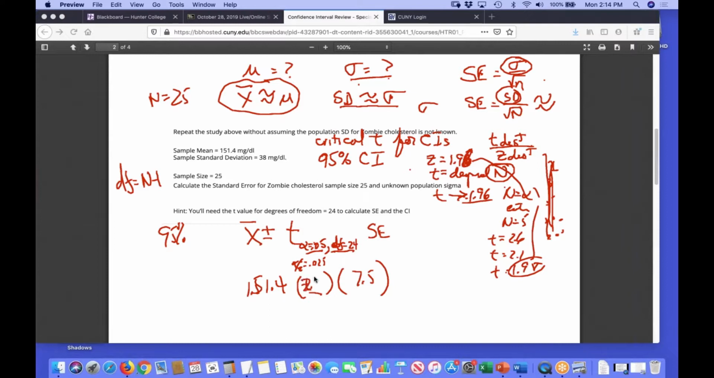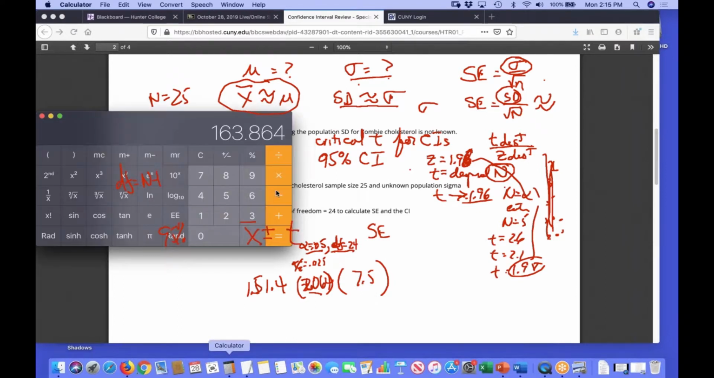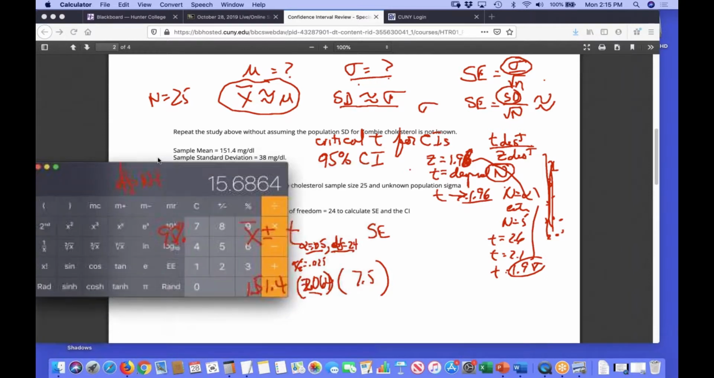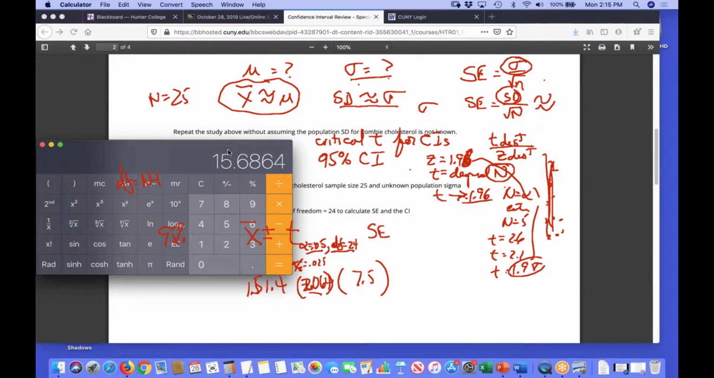This is 2.064. Okay, I'll pull up my calculator and clear this out, and clear my memory. I'm going to go 2.064 times 7. I'm sorry, that should be 7.6. Remember, recall it was 7.6, I think. We calculated it before, is equal to 15.684. While we did it before, with Z equal to 1.96, this came out to be 14 something.